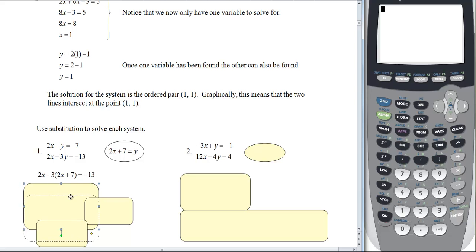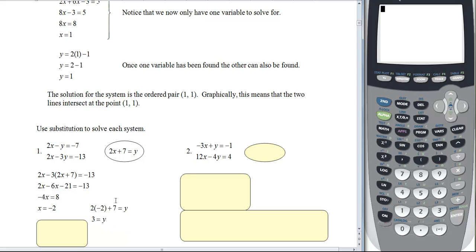Distribute through, collect like terms. So x would be negative 2. Substitute it back in here. If we put negative 2 here, it looks like y should be 3. And then write your answer as an ordered pair. Do double check. You double check and it should work. That is a quick way to check yourself to make sure you've got your answer right.